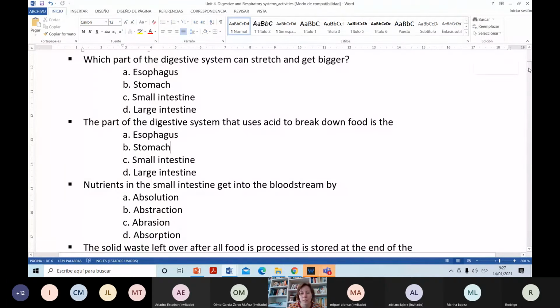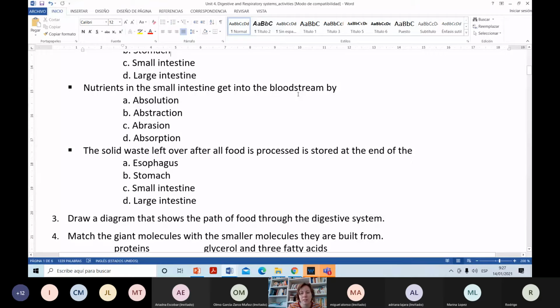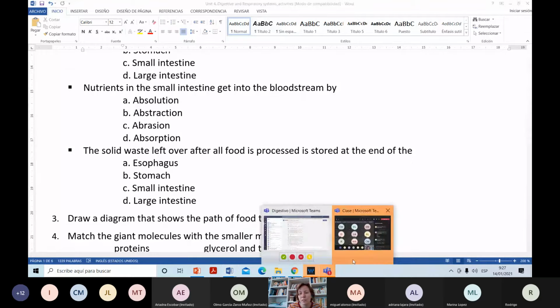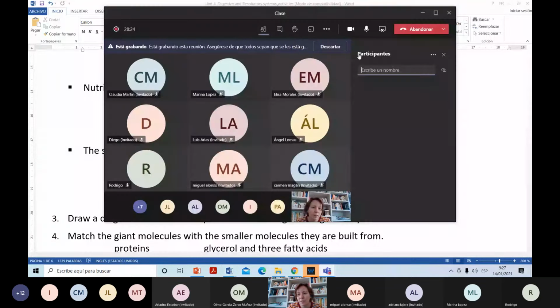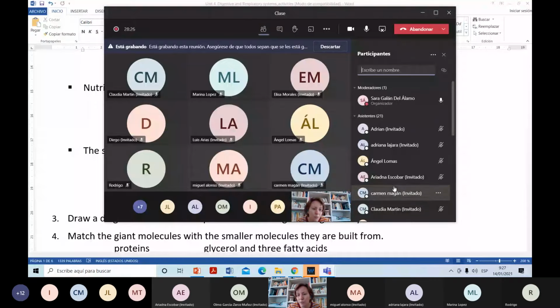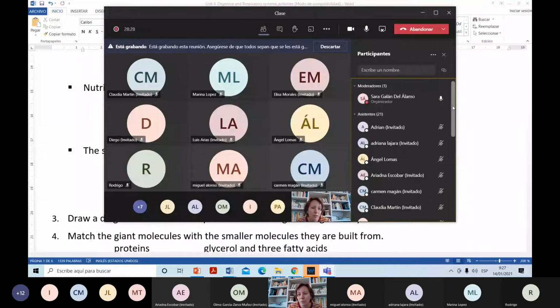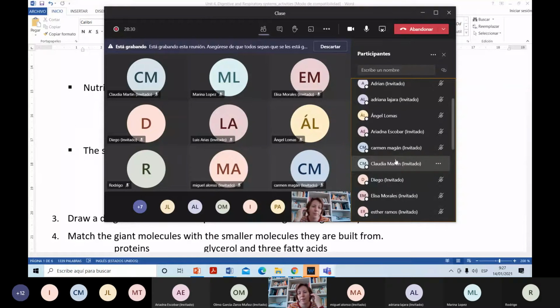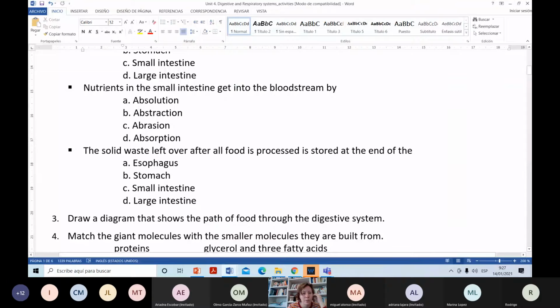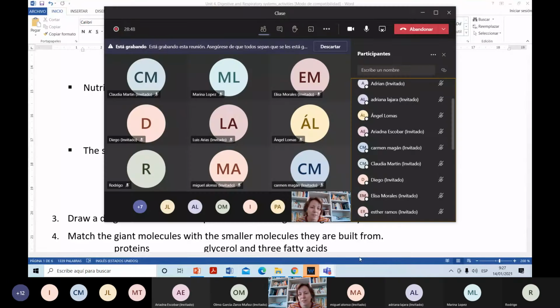Nutrients in the small intestine get into the bloodstream. This one is very easy, and it goes to, Carmen already answered one, so Claudia. Claudia, this one is yours. Nutrients in the small intestine get into the bloodstream by the process of absolution, abstraction, abrasion, absorption. Not very difficult.